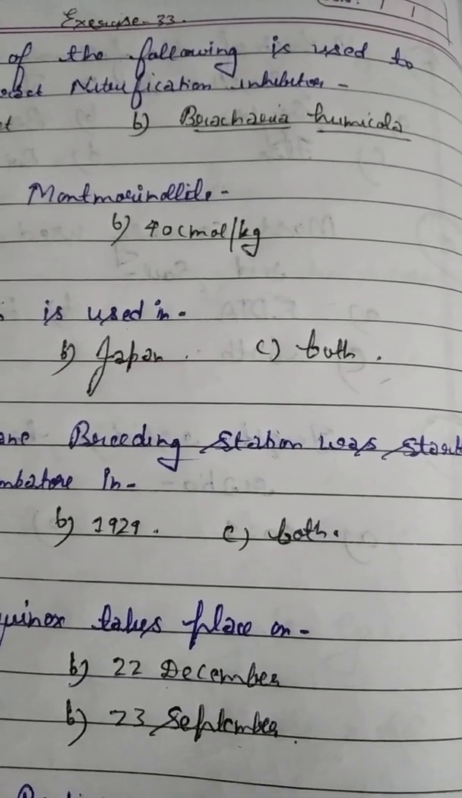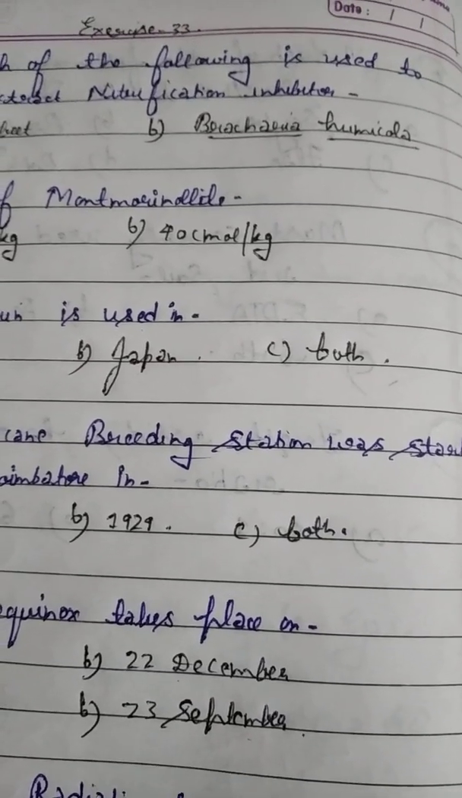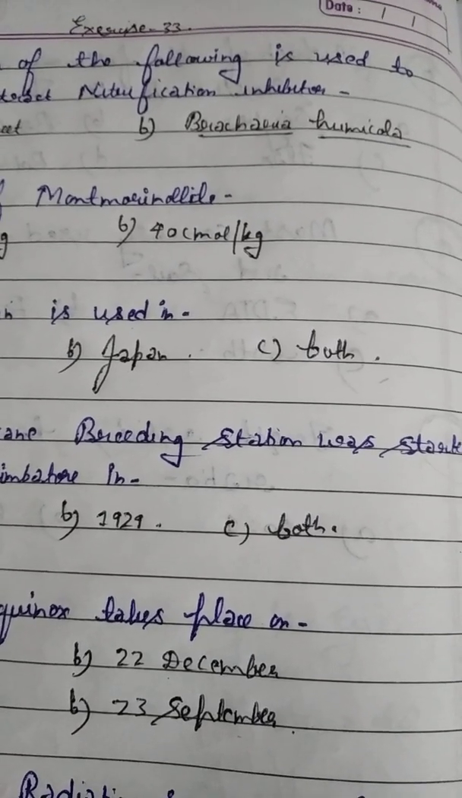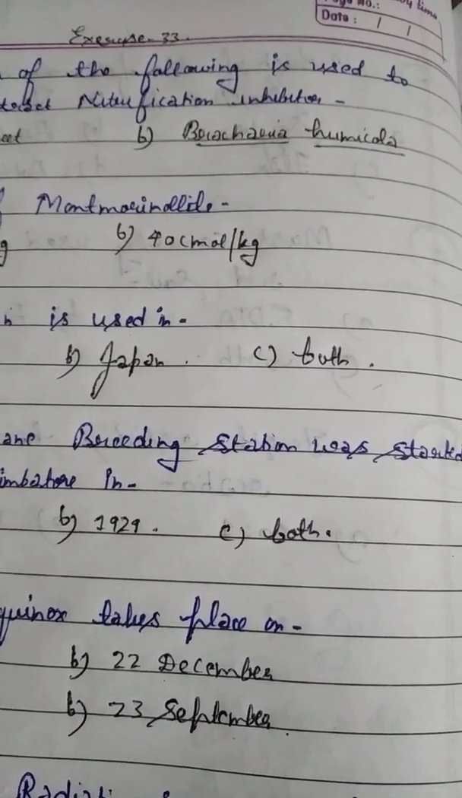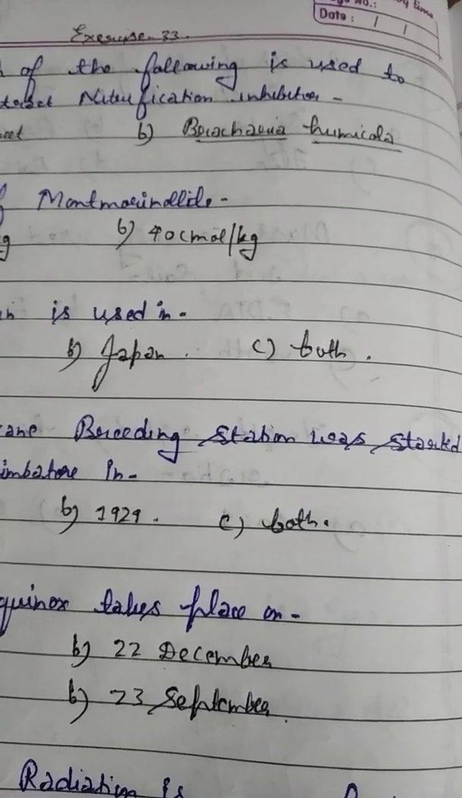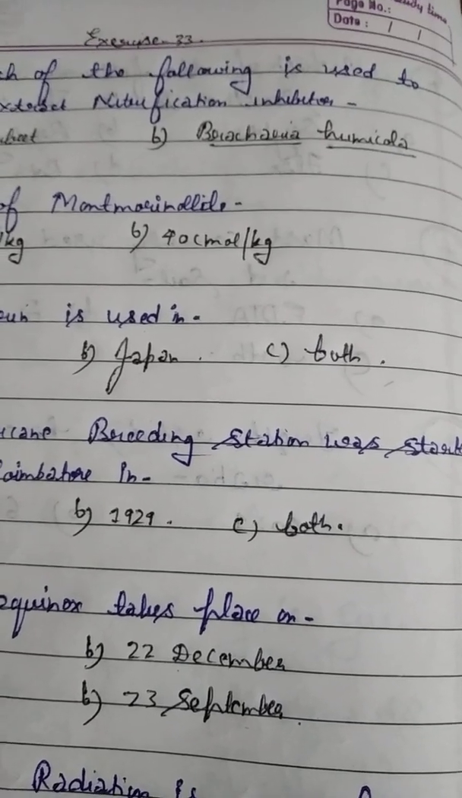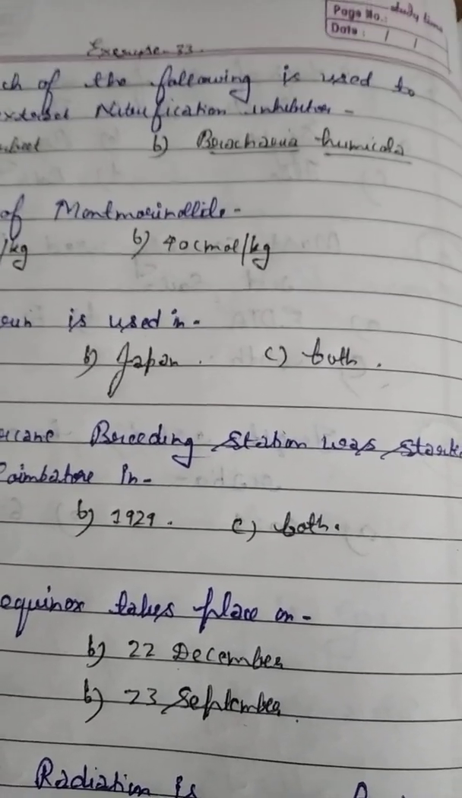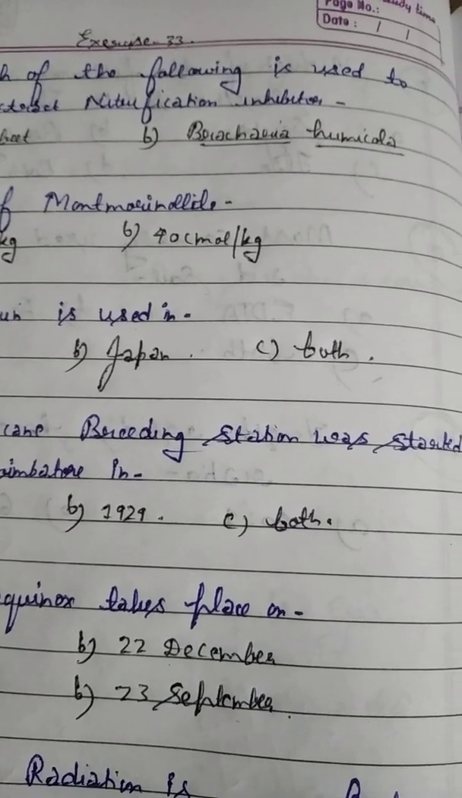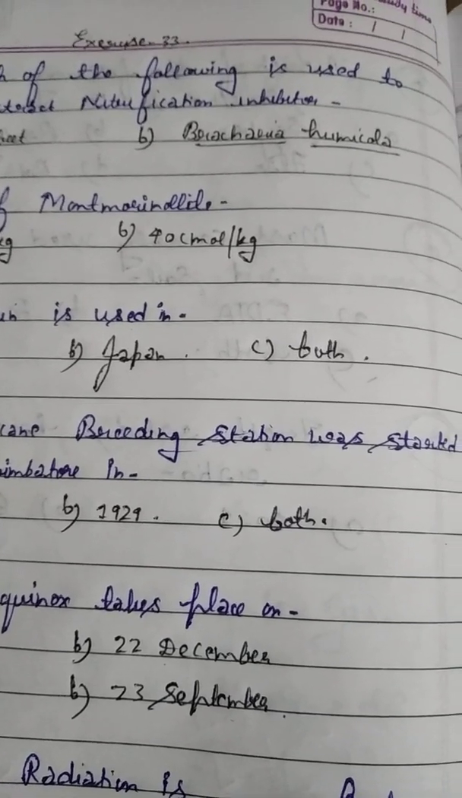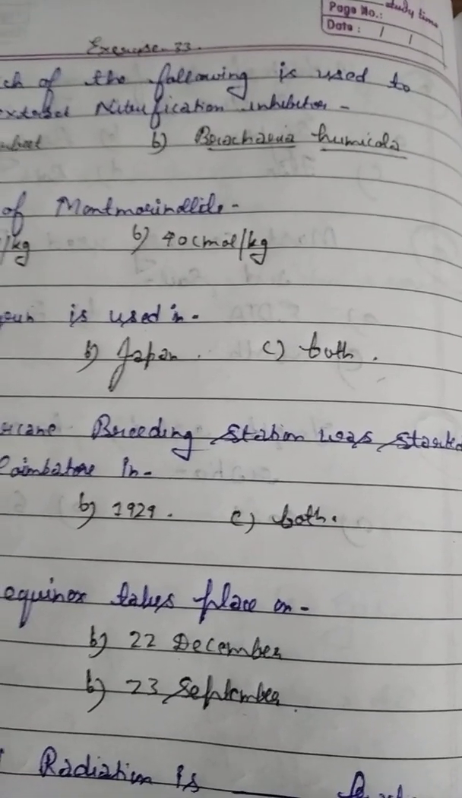And students, please remember, in the first step of nitrification, when ammonia gets converted to nitrite, a number of bacteria like Nitrospira and Nitrocystis are involved. In the second step of nitrification, when nitrite gets converted to nitrate, the bacteria involved is called Nitrobacter. Please remember it.